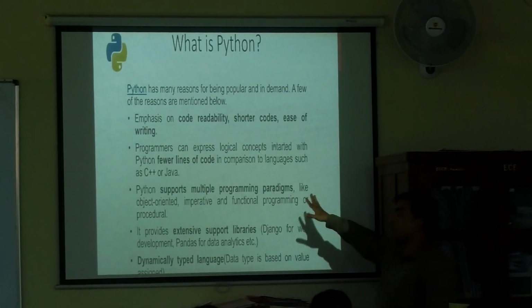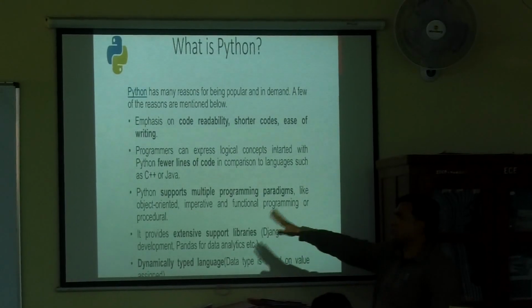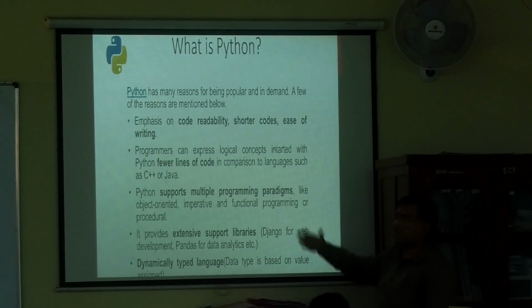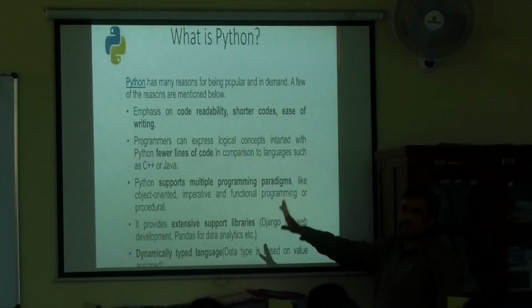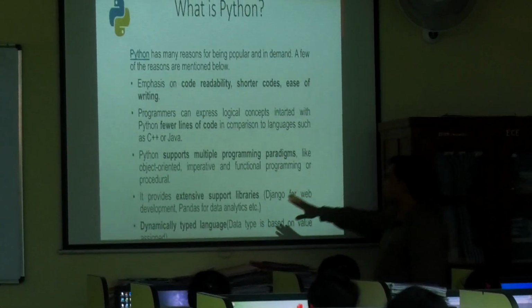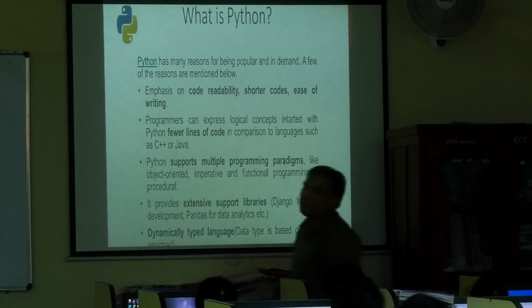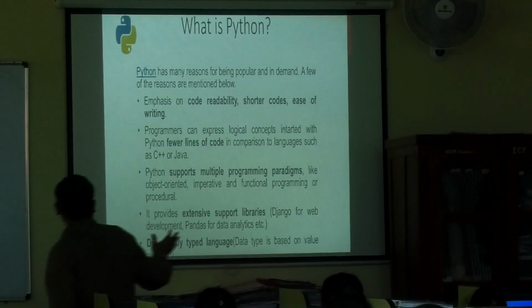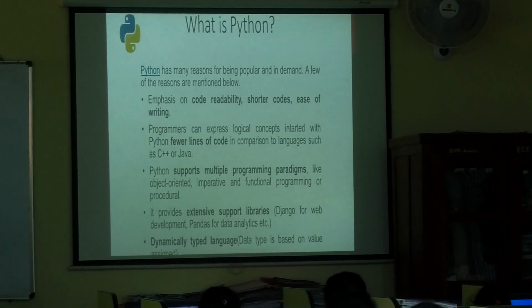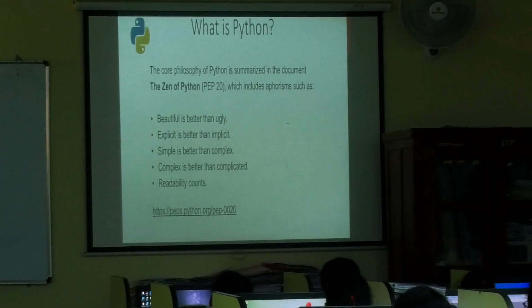Similarly, Python supports multiple programming paradigms: object-oriented, as I already said, interpretive, and functional programming. And it provides extensive library support and is a dynamically typed language. Okay, so the type is based on the value assigned. These are certain features you can observe from here.